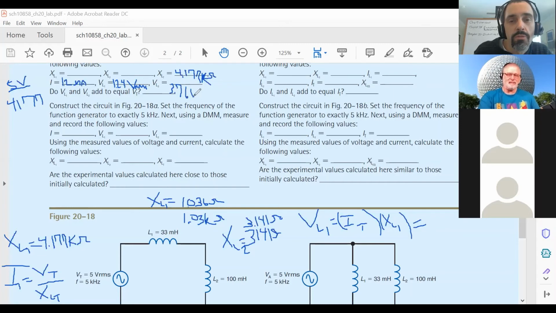3.76 volts. Okay. Add these two together, Mr. Martinez. Add up 1.24 and 3.76 and tell me what you get. 4.96. Does that come close to the 5 volt RMS, our source voltage? Yeah, that's pretty close.